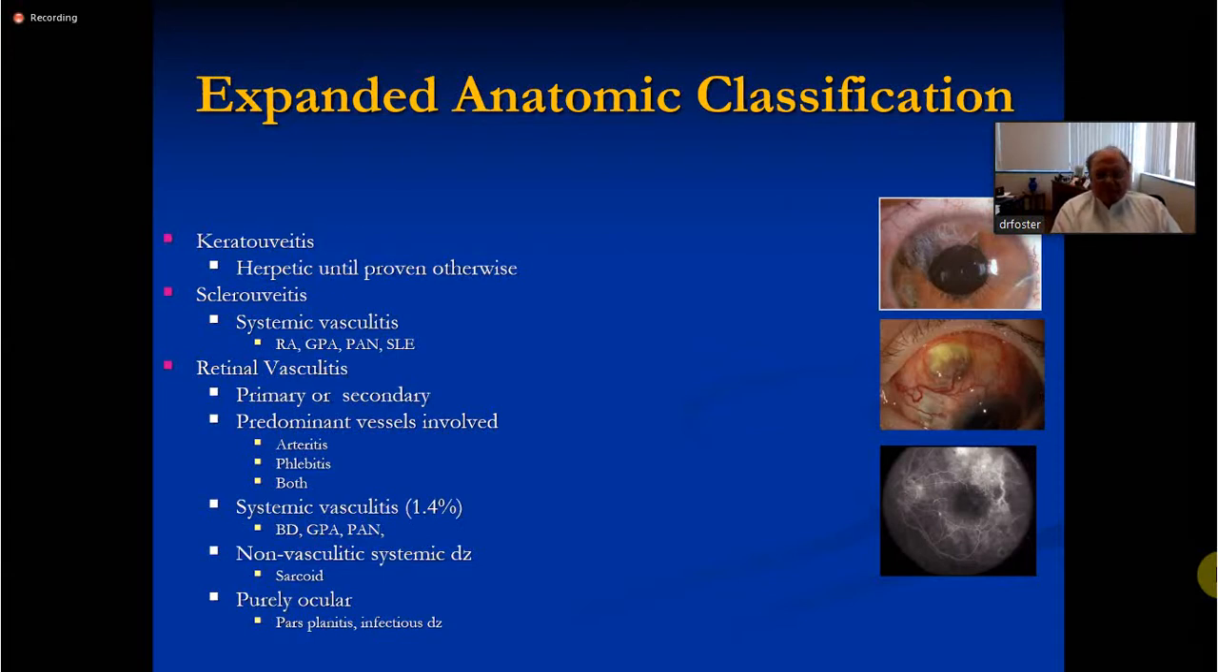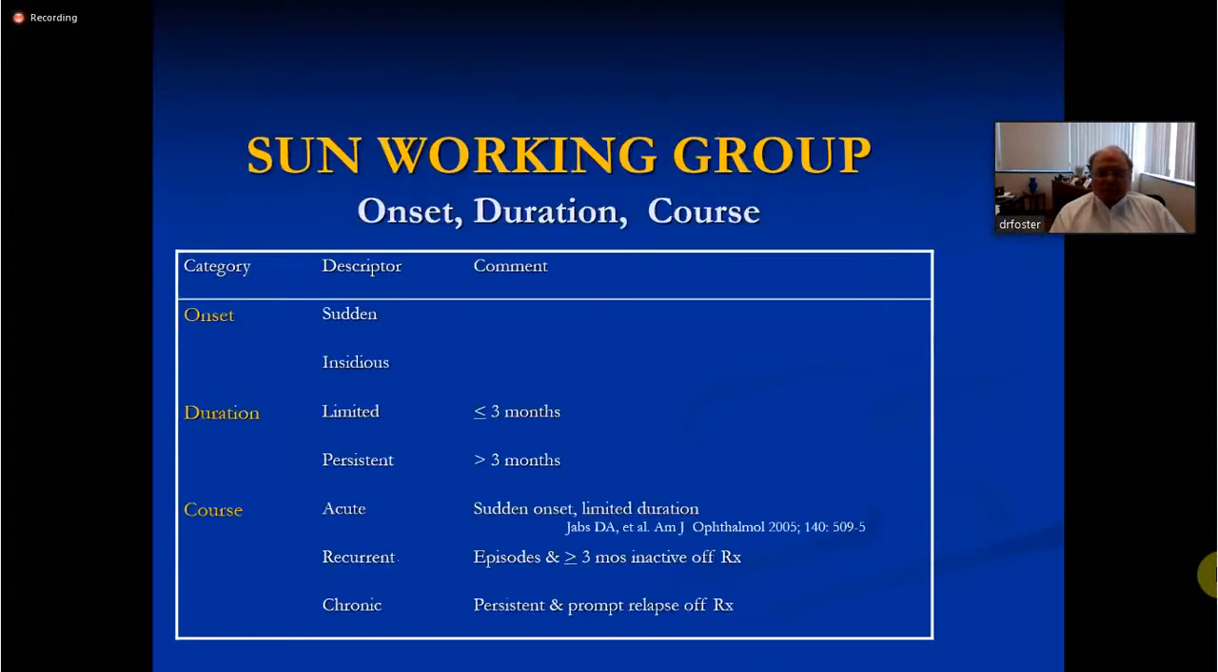Non-vasculitic systemic disease is pretty common, at least here, with sarcoid being the primary problem. Or is it strictly an ocular matter? If it's strictly ocular, then it's going to be infectious, or it's going to be pars planitis.